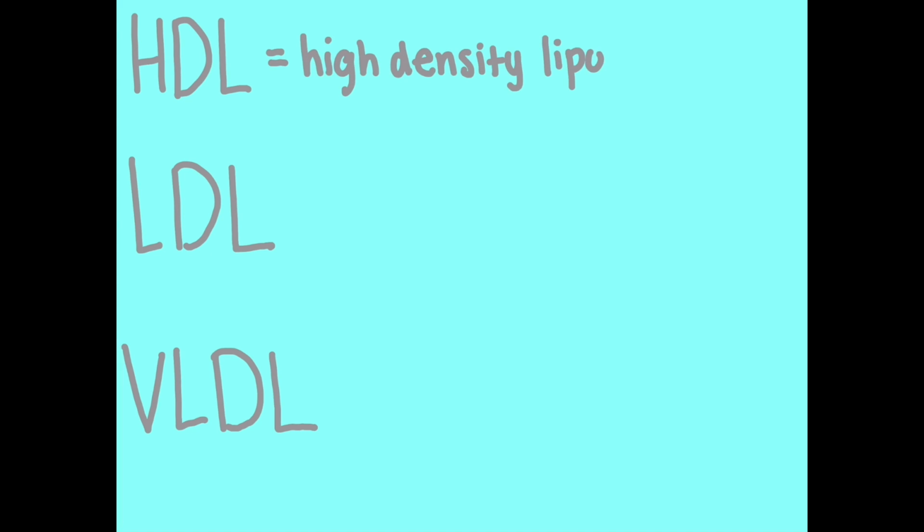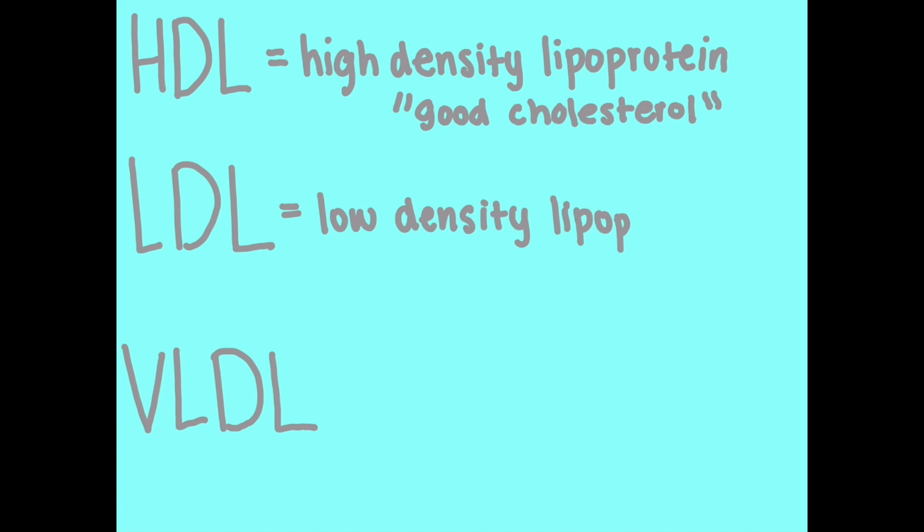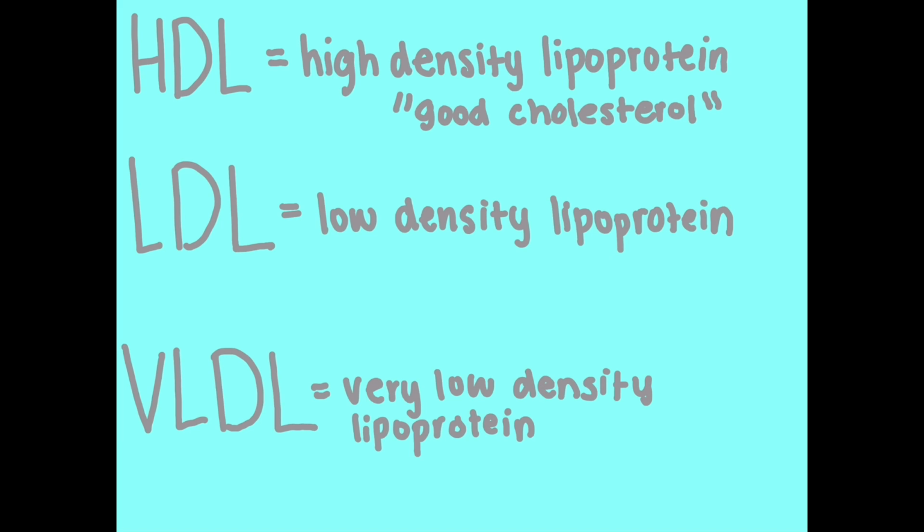You consume dietary cholesterol in the form of HDL, LDL, and VLDL. HDL stands for high-density lipoprotein and is considered the good cholesterol. LDL stands for low-density lipoprotein, and VLDL stands for very low-density lipoprotein. LDL and VLDL are considered the bad cholesterol. For the most part, LDL and VLDL share similar properties and roles in the body. So in this video, we will just focus on HDL and LDL.